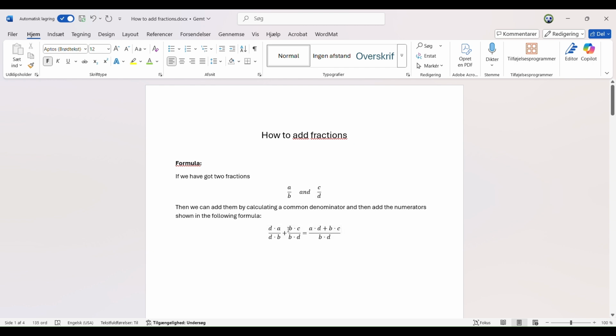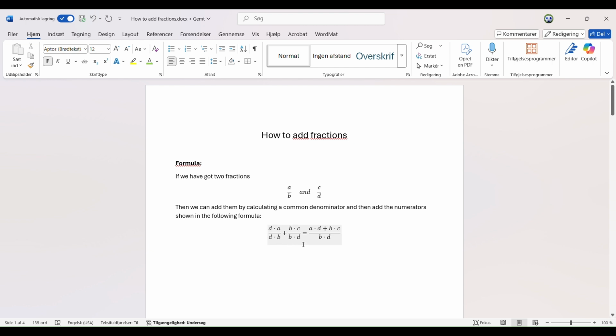So we take this denominator and expand our first fraction by it, so d times a and d times b. And then we say plus because we want to add them together, and then we expand this fraction by b. So we say b times c and b times d. And now we can see that it says d times b and b times d. That's the same because it doesn't matter if we say d times b or b times d. Like 2 times 3 is the same as 3 times 2.